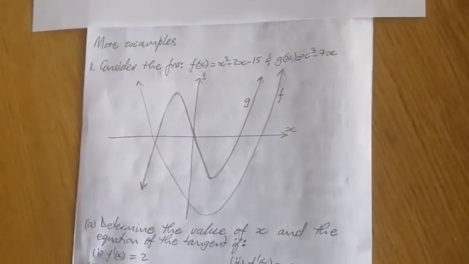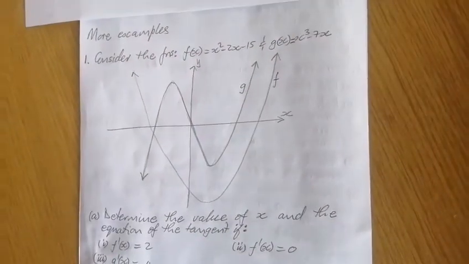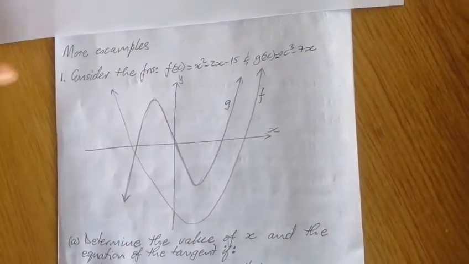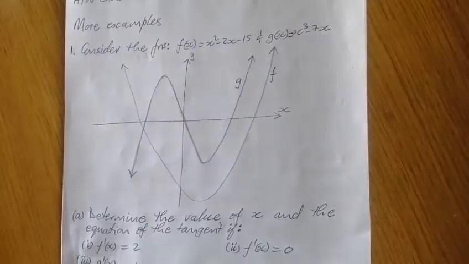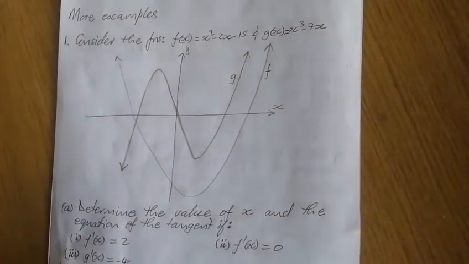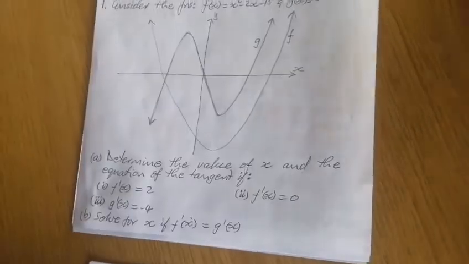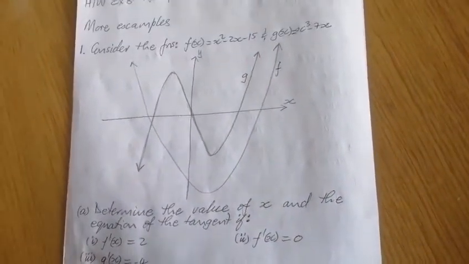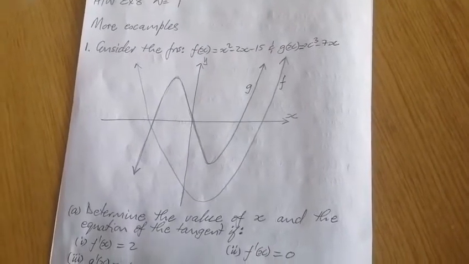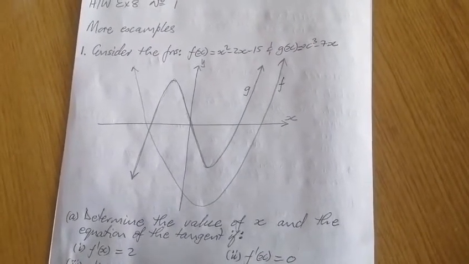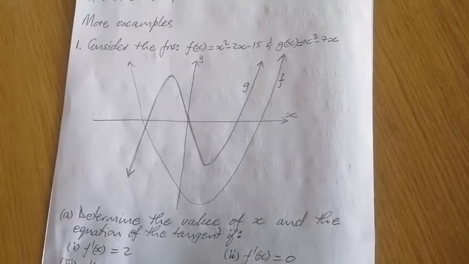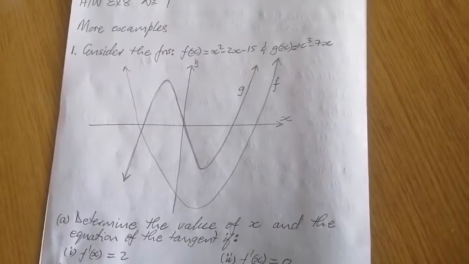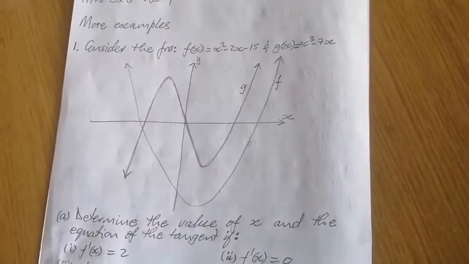Right, we are going to have more examples for you to understand the topic we are looking at now. I'm going to look at the first example for today. Consider the functions f of x is equal to x squared minus 2x minus 15 and g of x is equal to x cubed minus 7x.